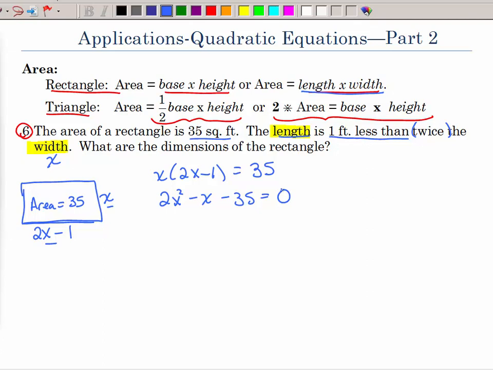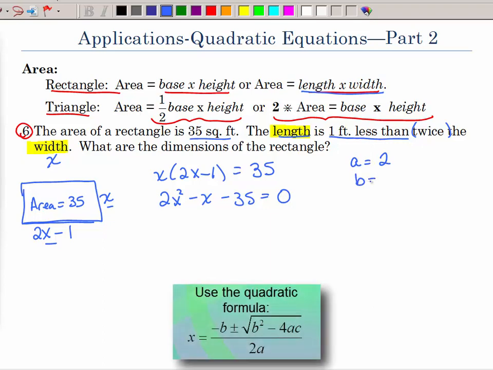Now at this point, if you can factor it, I think that would be the easiest route. But this one you cannot factor, and there's going to be some on your classwork that you cannot factor. So I'm going to use that quadratic formula. So I'm going to identify A, B, and C. Remember A, B, C. And let's write it down.